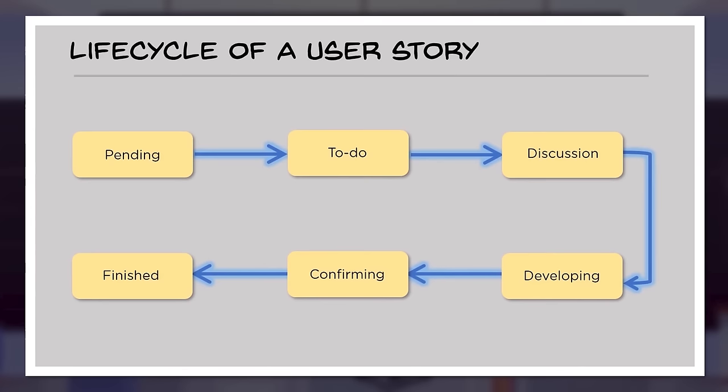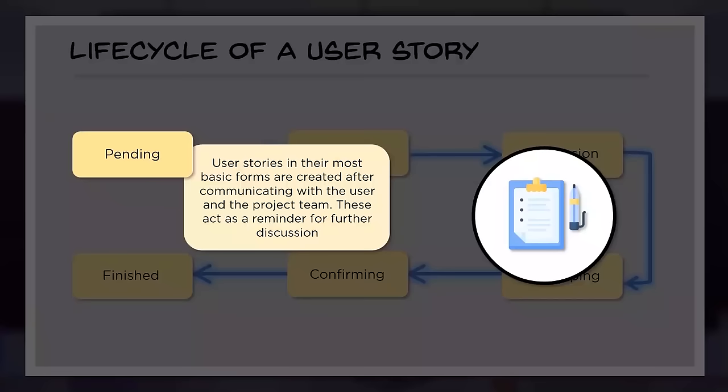So how does it go? It involves, right from the point of pending to do, then discussion, then developing, confirming, and then finished. When I say pending, I'm basically saying user stories in their most basic forms, created after communicating with the user and the project team. These act as a reminder for further discussion. So it is the first level of understanding of user stories in the basic form, which will help in terms of further discussion and taking a call on that.